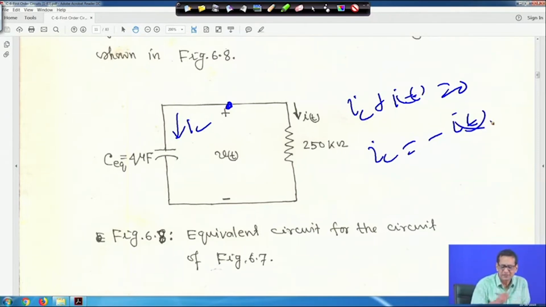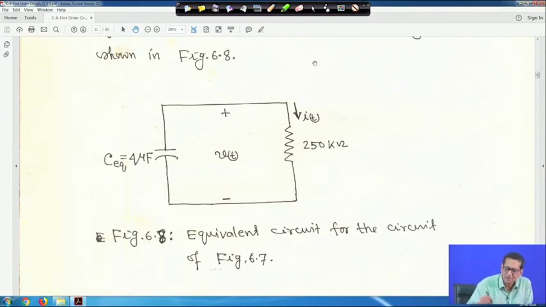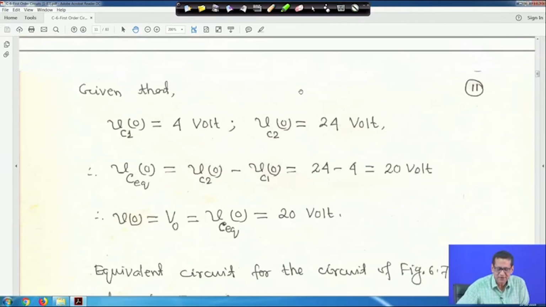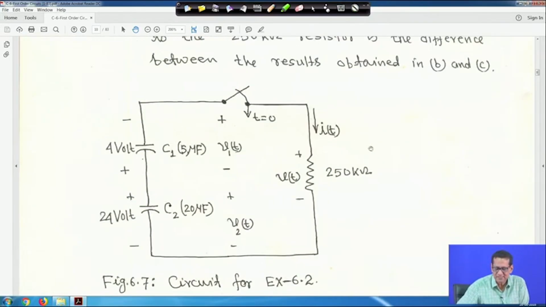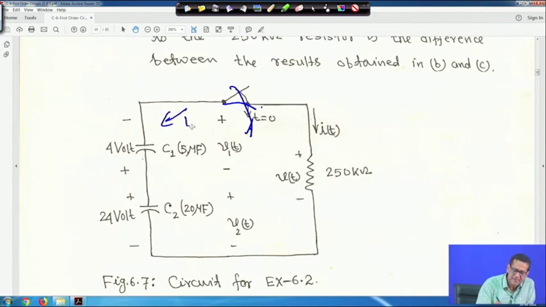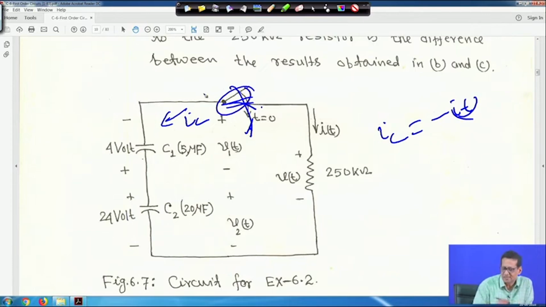This is your equivalent circuit, but if you come to the original circuit, when the switch is closed, this is IT and say this current is flowing as IC. So, here also IC is equal to minus IT, because IC plus IT is equal to 0. This is closed, applying KCL at some point, so IC is equal to minus IT, right.